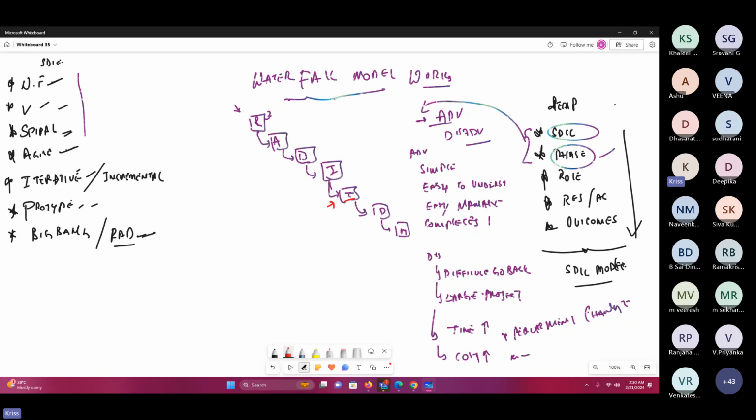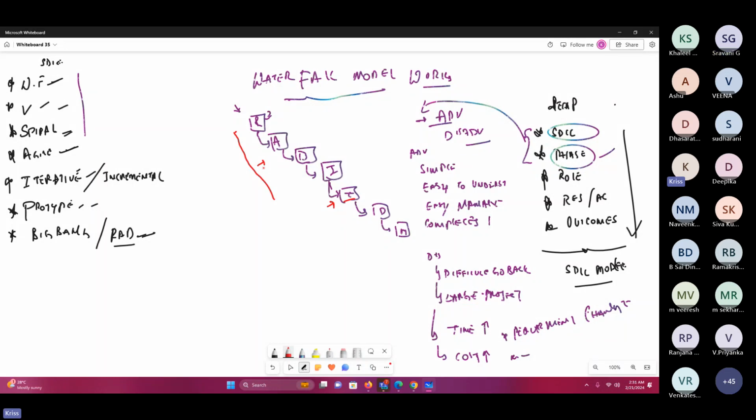What is this waterfall model? See, the industry has been running, industry means the IT industry, from legacy until now. Even now, many of the companies are following the waterfall model. But there are a lot of disadvantages and advantages for this particular model.